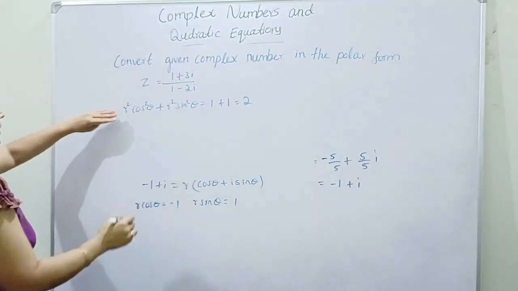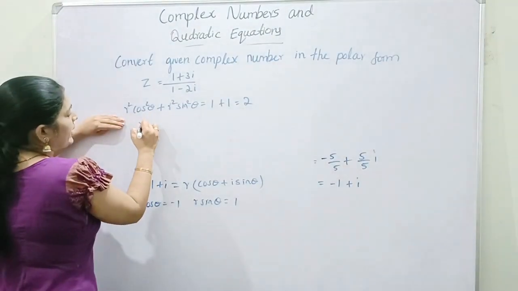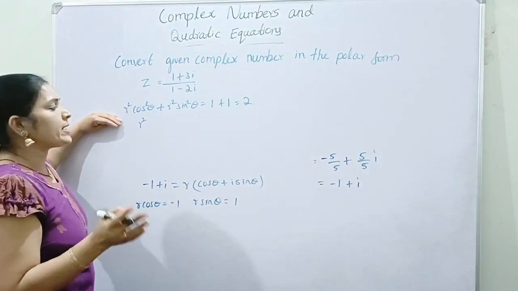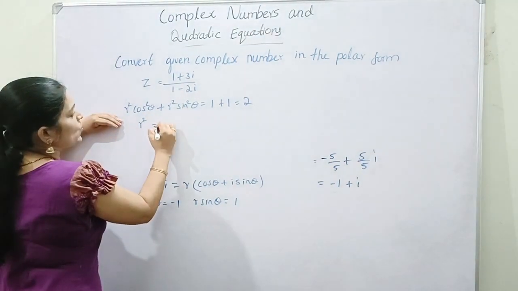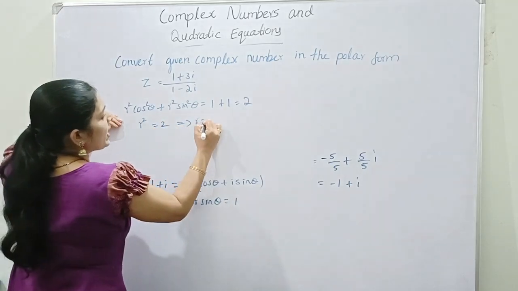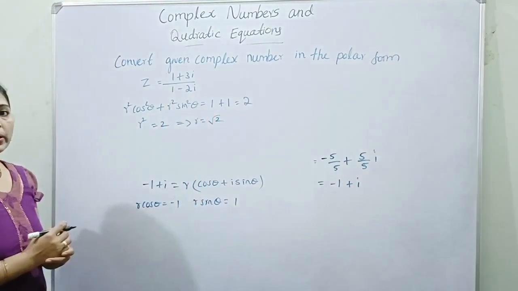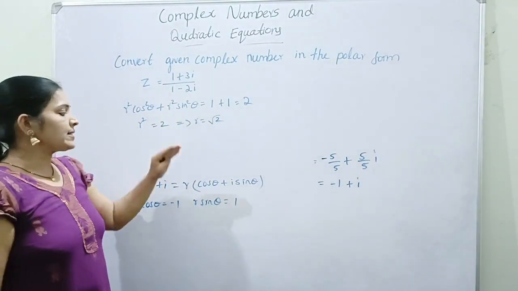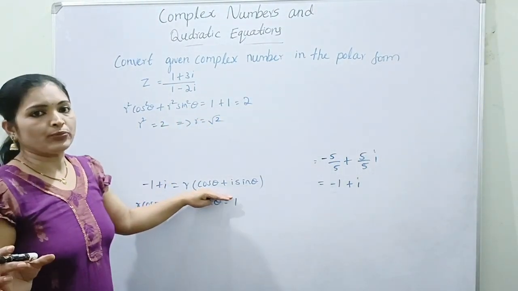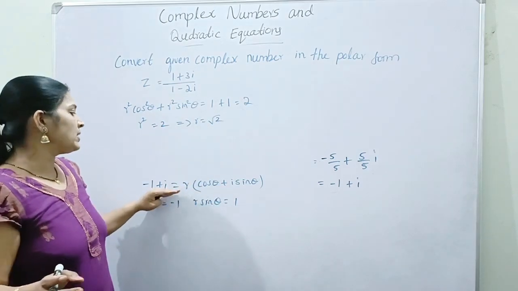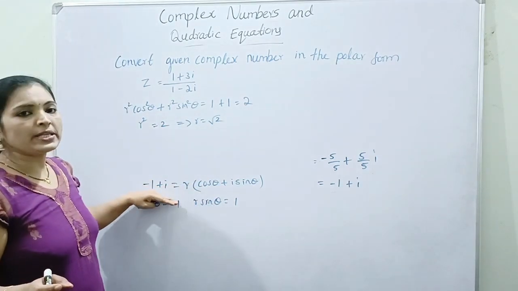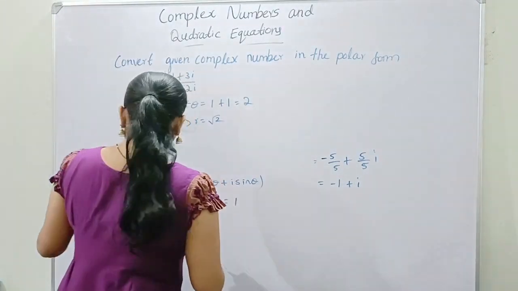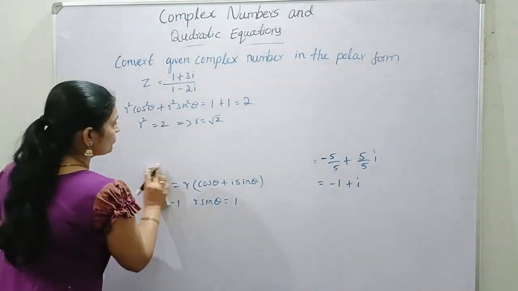Here r² is common, take it out. r²(cos² θ + sin² θ), and cos² θ + sin² θ is 1, so r² = 2, which implies r = √2. Now we have got the r value. Next we need to find the θ value, and only then can we write the given complex number in polar form.